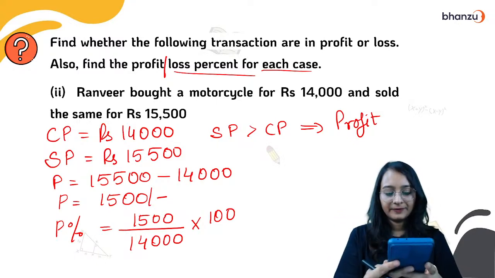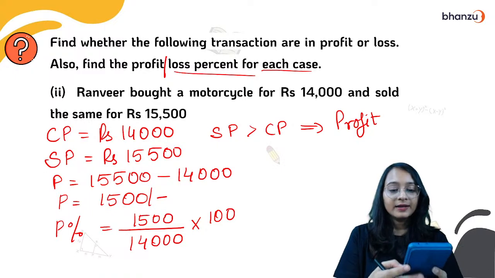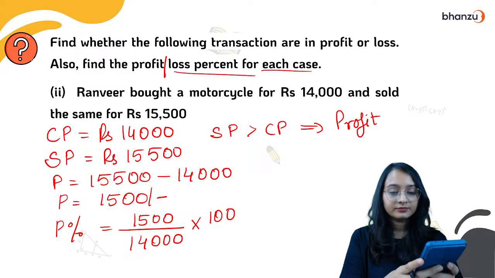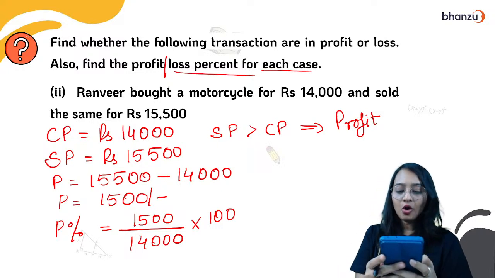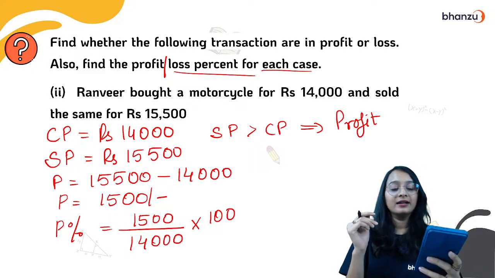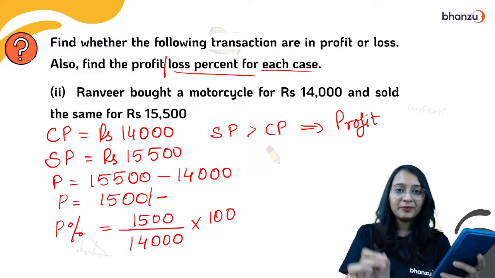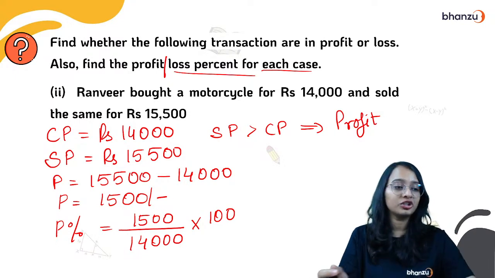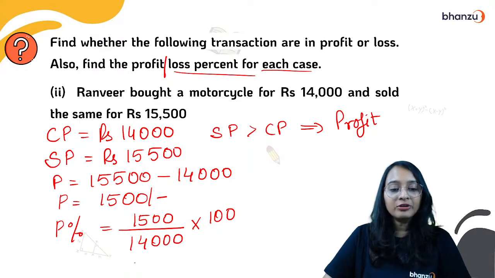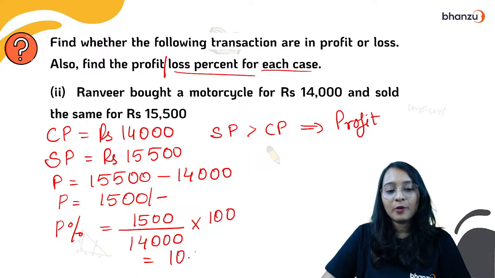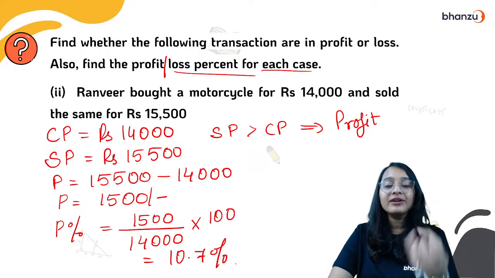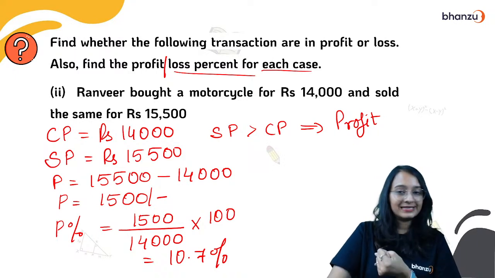Okay. Very good. Come on, quick, everybody. Guys, please remember you always have to calculate the profit percent or loss percent on the cost price because that's the original value. Right? So here when you calculate, this would be coming around 10.7 percent. So he has got a profit of 10.7 percent.